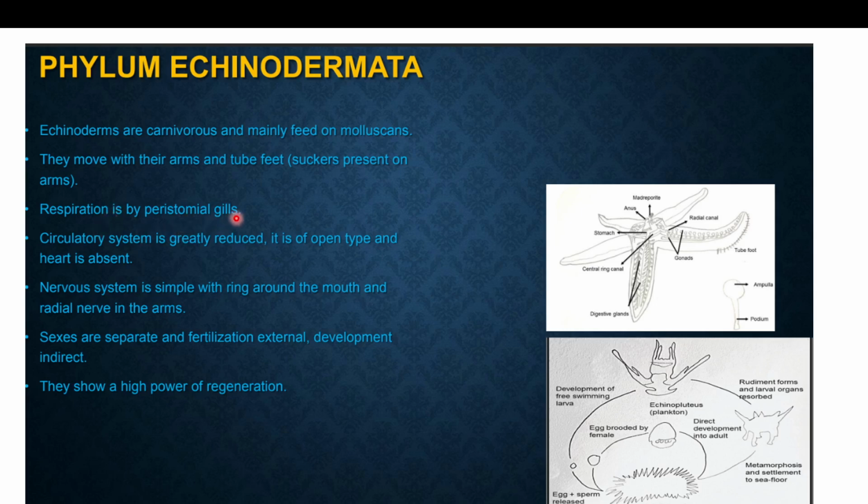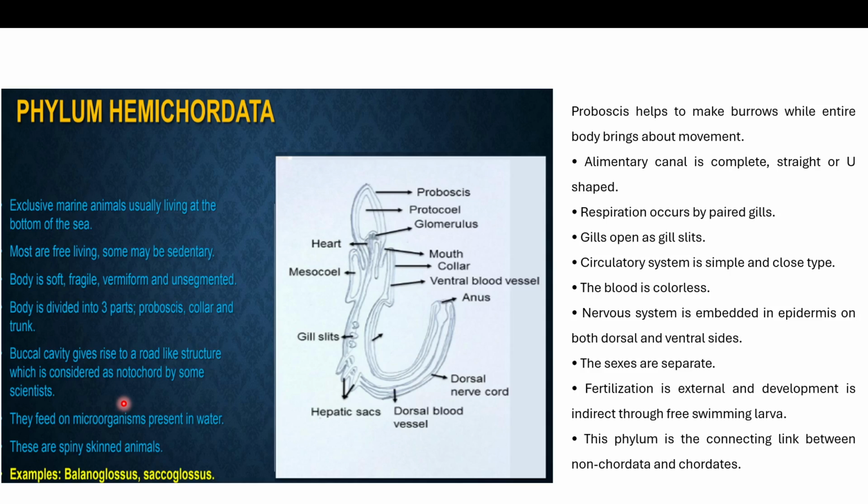Respiration is by peristomial gills. Circulatory system is greatly reduced. Heart is absent. It is of open type. Nervous system is very simple with the ring around the mouth and radial nerve in the arms. Sexes are separate. Fertilization is external and development is indirect. And again, these echinoderms also show a high power of regeneration.